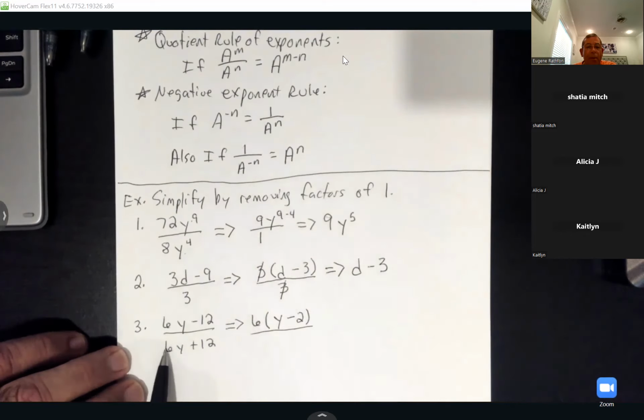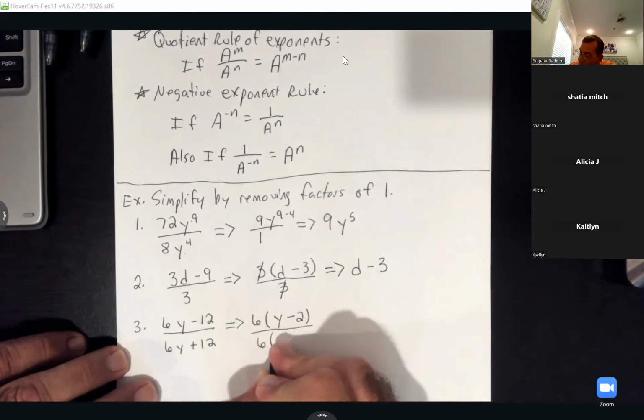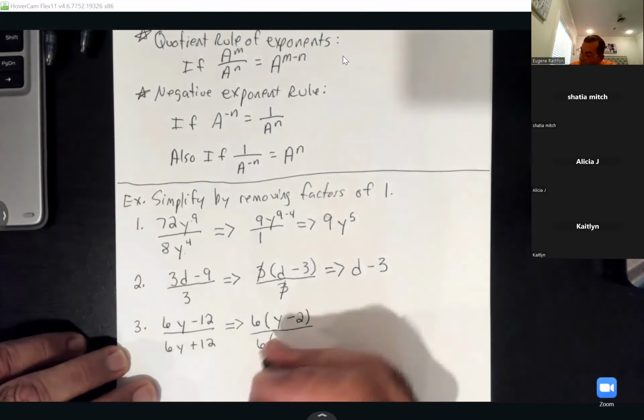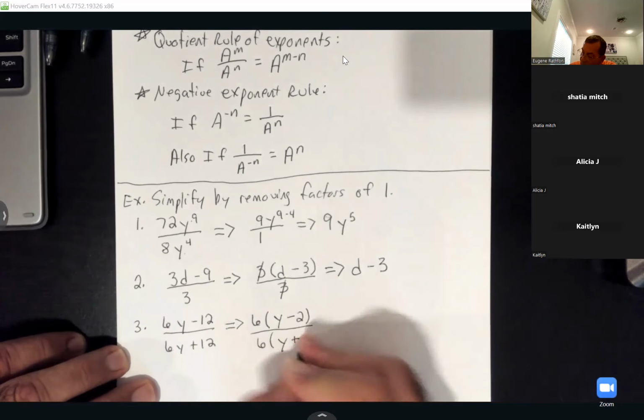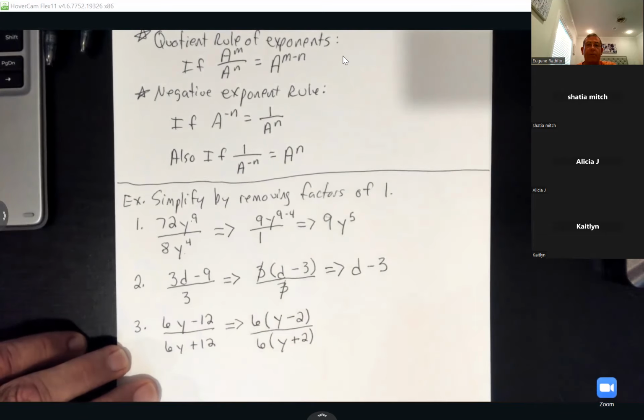So do that to the bottom now. It looks like it's going to have the same GCF of a 6 on this one. So we'll factor out a 6. So 6 divided by 6 leaves me 1y plus 12 divided by 6 leaves me a 2.